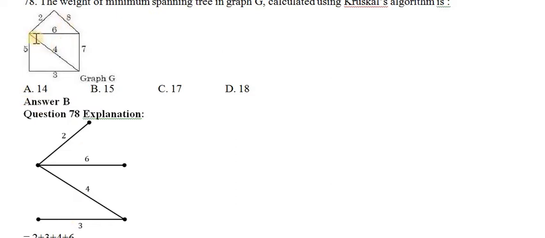The next minimum is 6. That is the node we want to actually visit. Now I'm connecting here. So what is the cost? 2 plus 6 plus 4 plus 3, that is 15. So our answer is B.